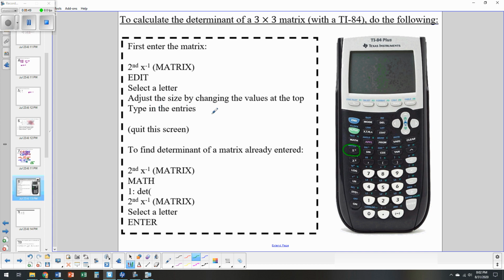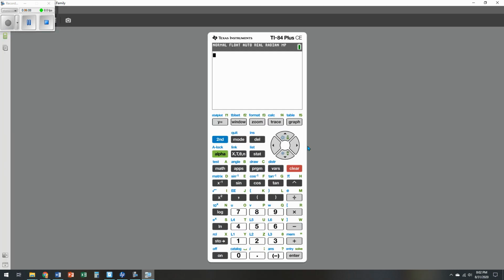And then we're going to type in all the entries. And then we're going to quit the screen by hitting second mode. See how it says quit up there? Then we're going to go back into the matrix button and go over to math, select determinant. Then we have to go back into matrix to select which letter and hit enter. So I'm going to show you this on the calculator. This is what your calculator should look like.